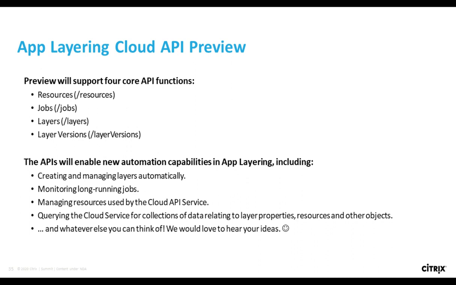And across these 4 API functions, we are enabling new workflows that customers can automate, including creating and managing their layers automatically, queuing and monitoring long-running jobs or asynchronously running jobs. You can now manage resources that are registered to our cloud API service, such as your layering appliances. And of course, we can query the cloud service for collections of data that relate to layer properties, resources, or anything else that the API is managing. So there's really a whole new world of capabilities that are made available by our API.